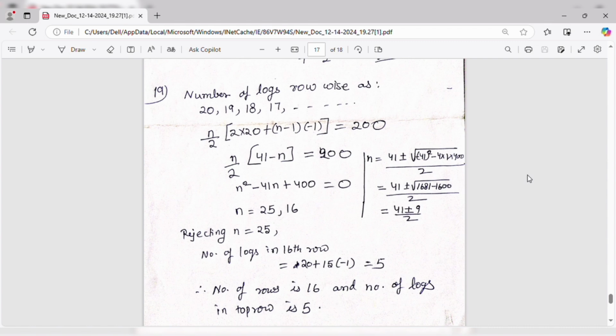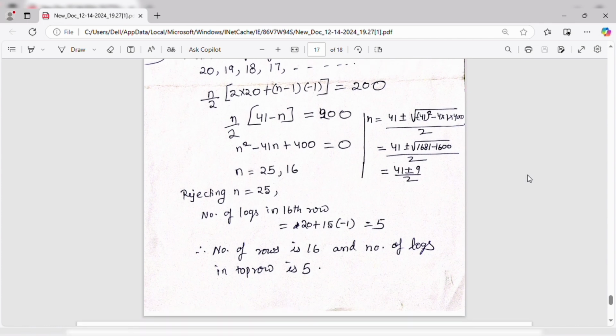So total logs are 200 and the AP formed by the number of logs placed in each row is 20, 19, 18, 17 and so on. So we have to find Sn, which is equal to 200, to find n. n means number of rows. So here a quadratic equation would be formed and after solving it we will get n as 16 and 25. n equal to 25 would be rejected as it is a bigger number which won't fit in this situation. So the number of logs in the 16th row would be a16, a plus 15d, which is 5. So the number of rows is 16 and logs in the topmost row is 5.